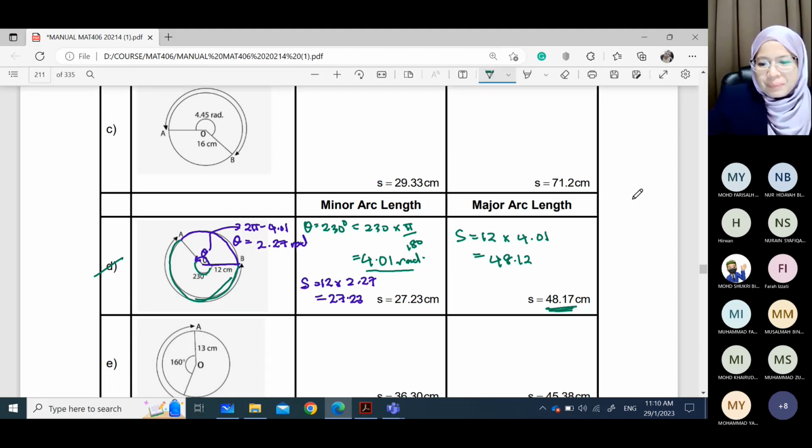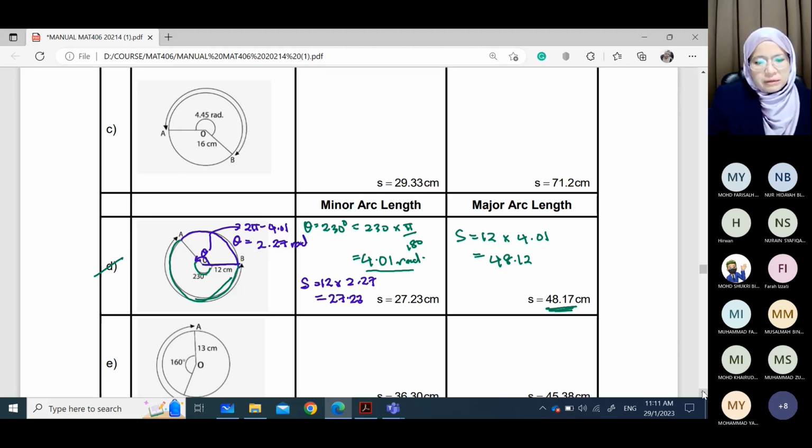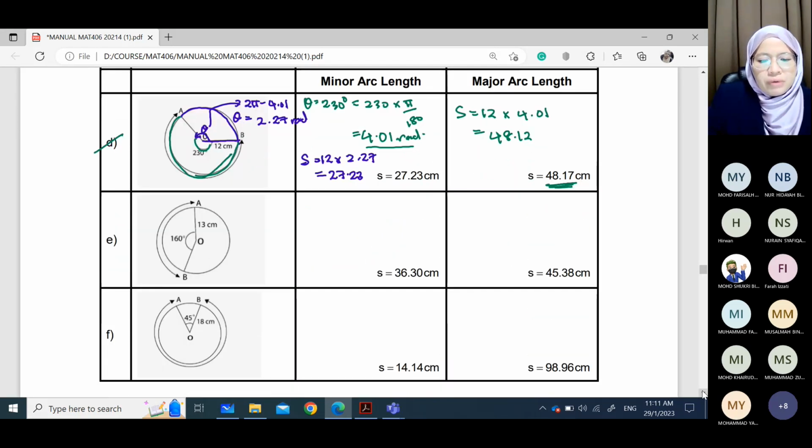Okay, faham? Yang penting dekat sini, degree mesti dalam ataupun angle mesti dalam radian. Okay, so untuk EF boleh buat ya. Okay, ada soalan?